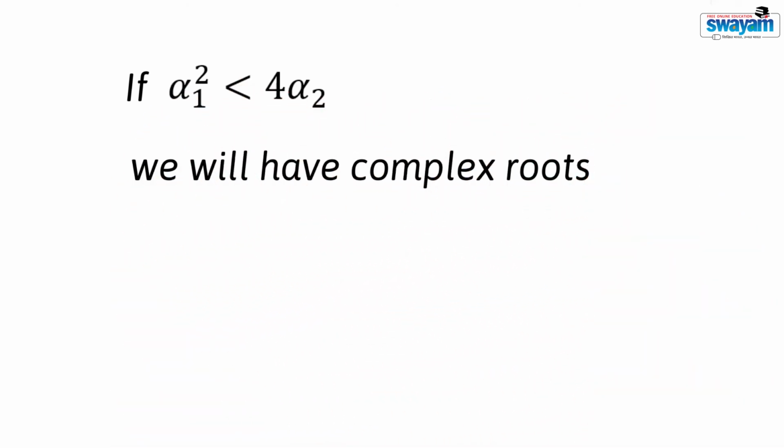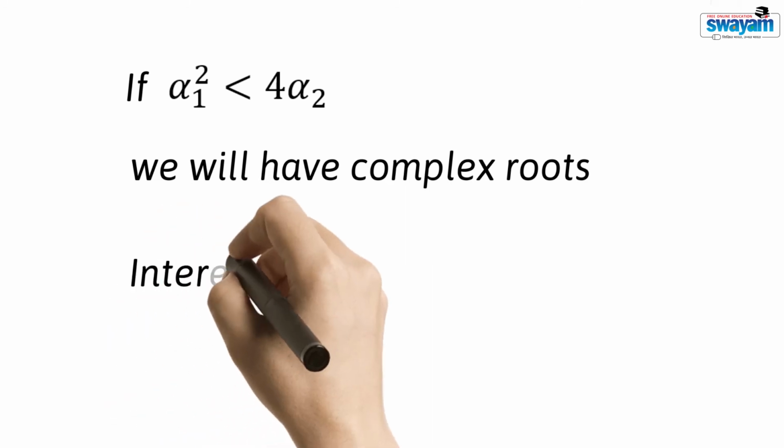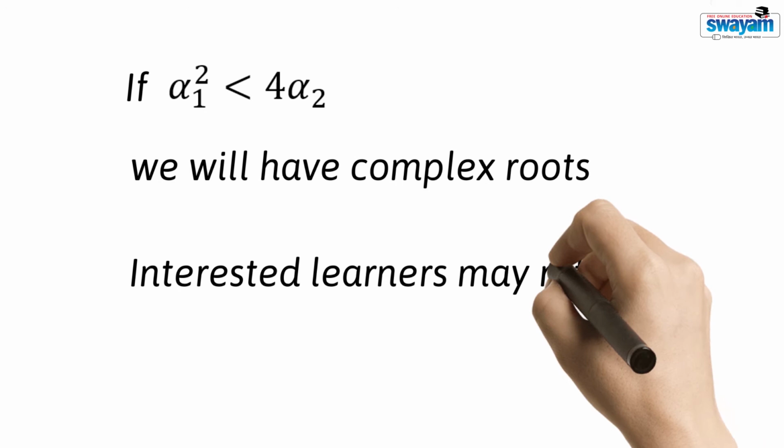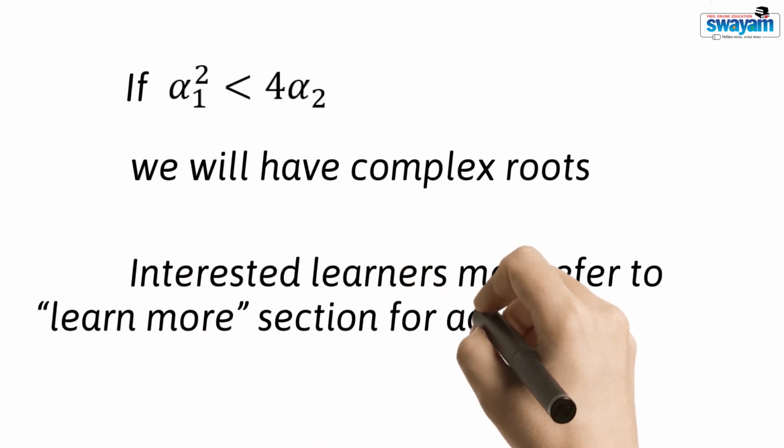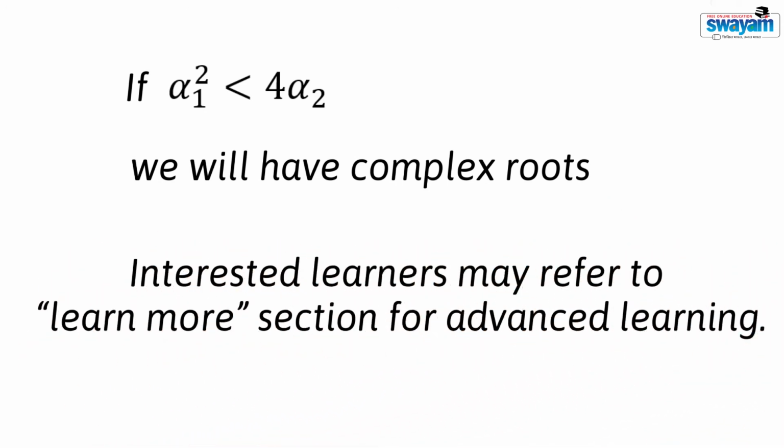If alpha 1 square is less than 4 times alpha 2, we will have complex roots. Since this course is limited to only real numbers, we will not discuss this case in this course. Interested learners may refer to Learn More section for advanced learning. We are now left with the second part of the solution.